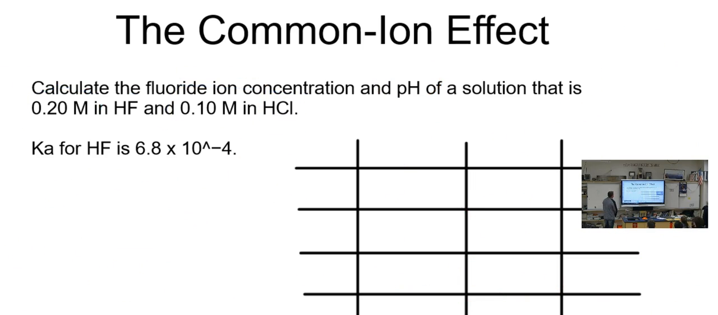Calculate the fluoride ion concentration and pH of a solution that is 0.2 molar HF and 0.1 molar in HCl. Okay, this is not really anything different than we've ever done, except we already have some H+.